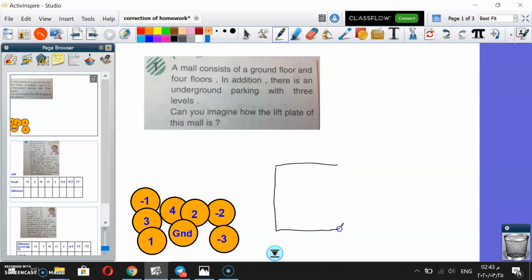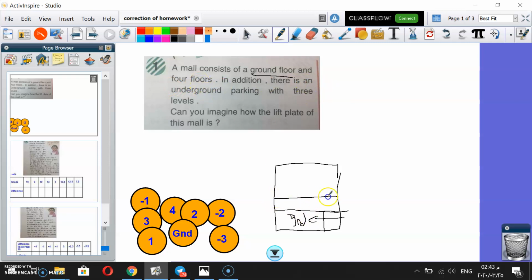So this is the mall. Suppose that this is the door. I enter the mall. This floor is called the ground floor. So I will write it as G or ground. Okay. We have 4 floors above the ground.